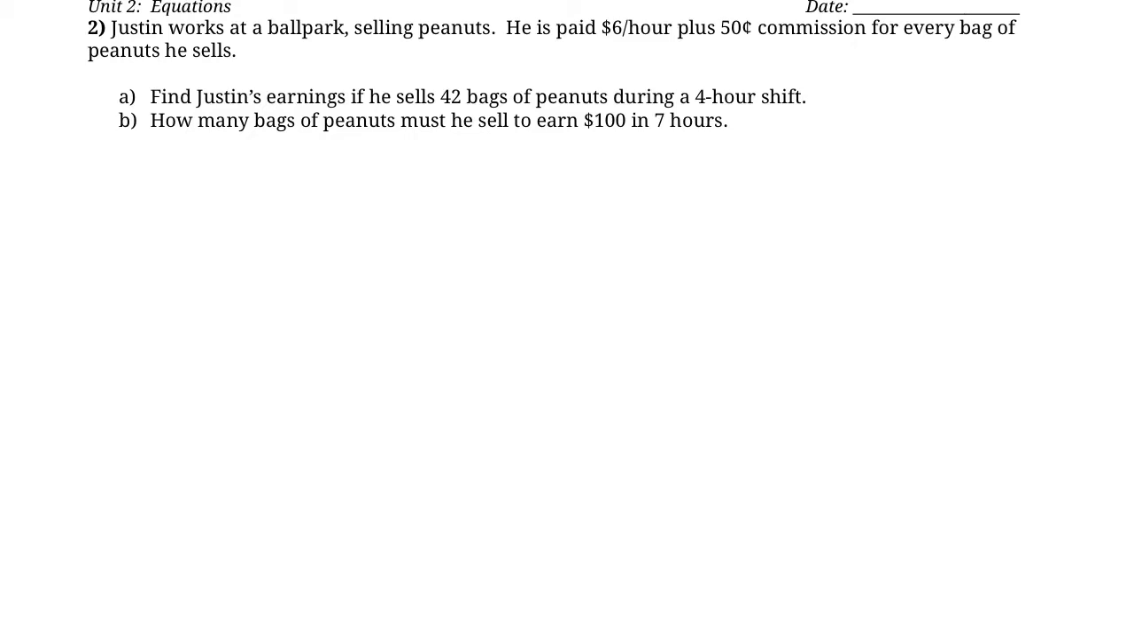So we are going to need variables to represent the number of hours worked and the number of bags of peanuts. The other thing that we don't know are Justin's total earnings, right? Because it's going to vary or change depending on how long he works in a day. And on top of that, it depends on how many bags of peanuts he can sell. Some days he's not going to sell very many. Some days he might sell a lot. So for this question, we also need to make sure that we pick a variable to represent earnings.